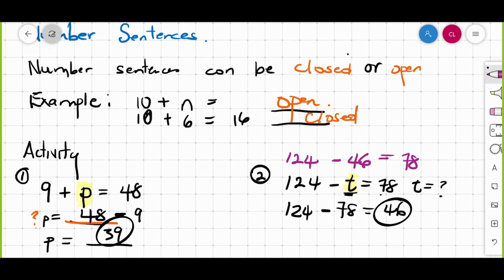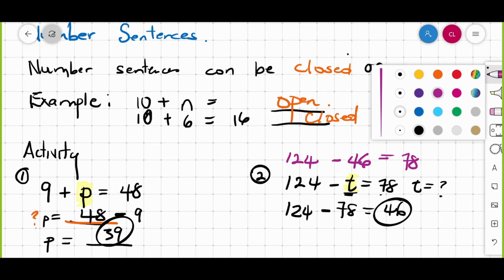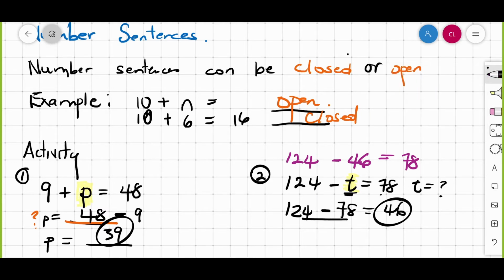Let's go with this now. Remember when we were in class and we said that in order for us to solve these things, we need to have the same value on each side. Let's look at this and see if this setup is true. On one side we have 46, and if we take 124 over here and take out the 78, we would end up with 46.